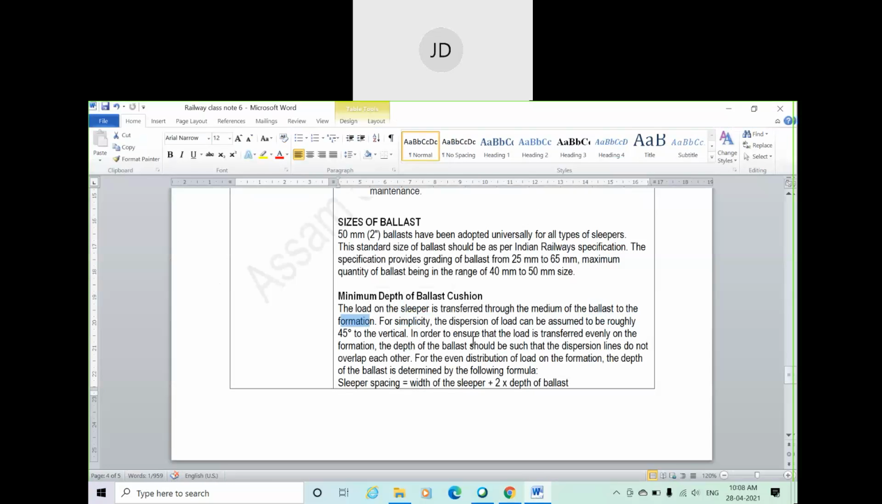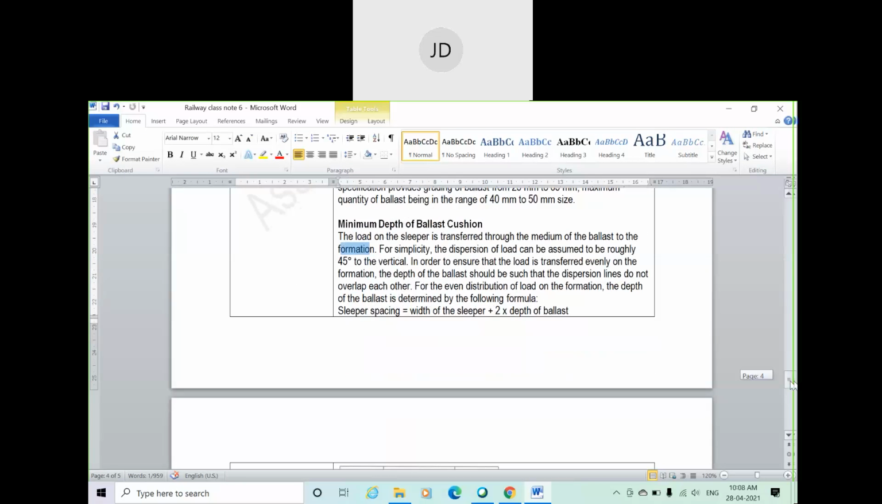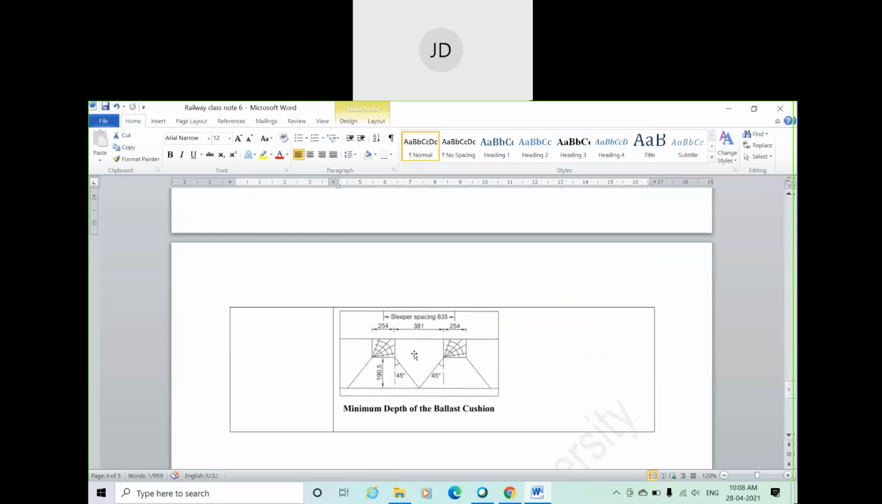For simplicity, the dispersion of load can be assumed to be roughly 45 degrees to the vertical. That means if you see in this diagram, here you can see this is your sleeper spacing. This is your cross section.